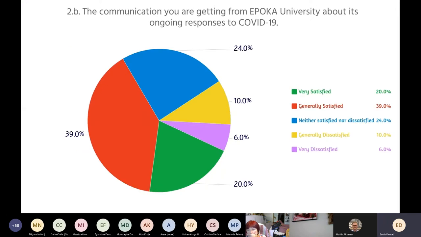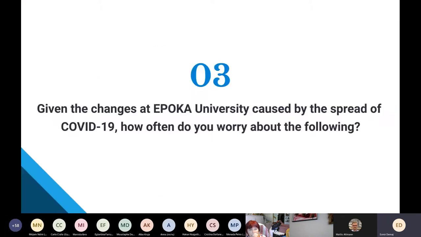How satisfied are you with the communication you are getting from Epoca University about the ongoing situation? Again, the vast majority, about 60% of the students, are satisfied with the communication that they are getting, with the continuous daily updates that they were getting. So we're talking about the last semester always.